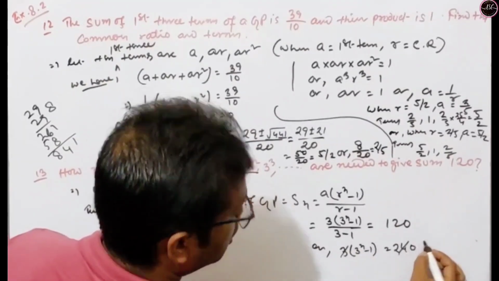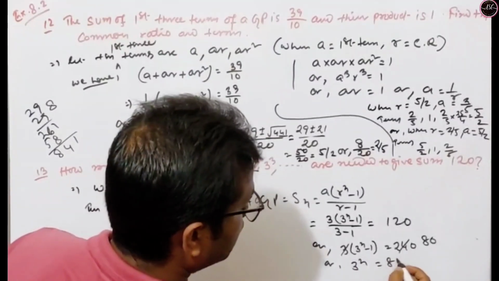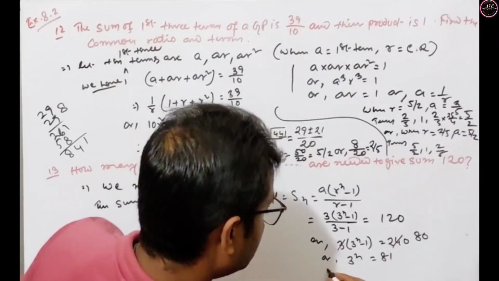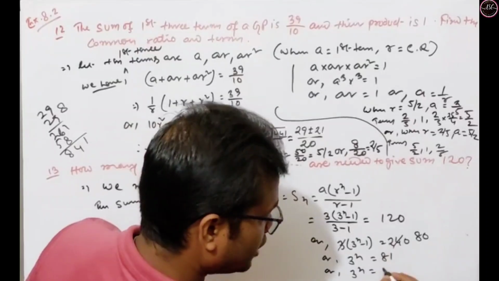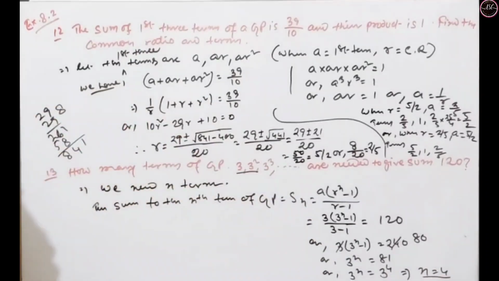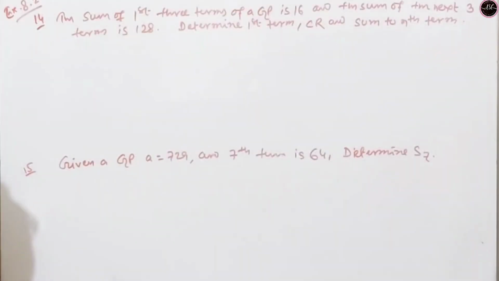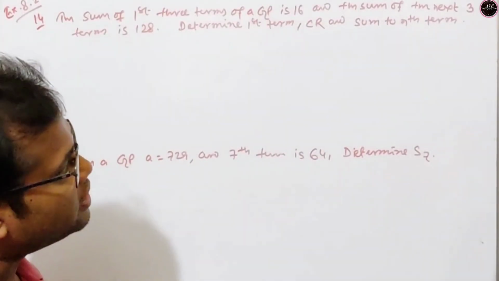Just cancel out 3 and here we get 80, or 3 to the power n equal to 81. Okay, so for 3 to the power n equal to 81, 81 equal to 3 to the power 4, implies that n equal to 4. So we need the fourth term. Okay, clear?